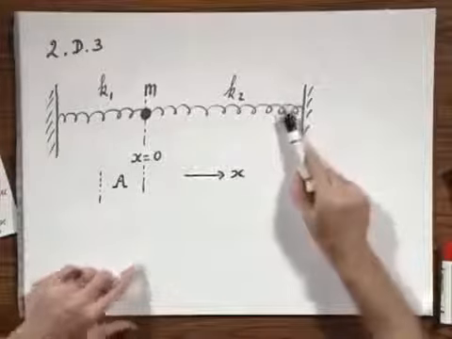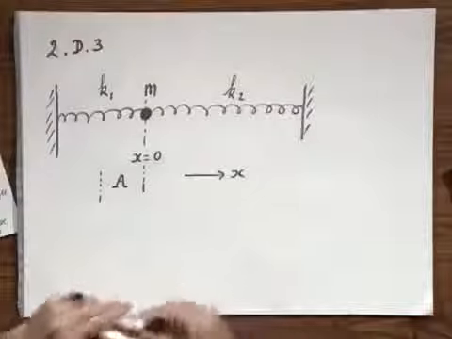Let us first make the assumption that in this particular configuration, the way I have drawn it, both springs are relaxed. That means they are not pushed in and they are not stretched. Therefore, they do not exert any force on the object M. They are totally relaxed. Now I'm going to put the object here.